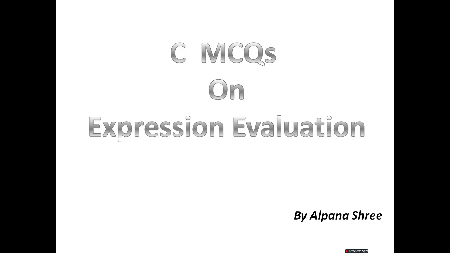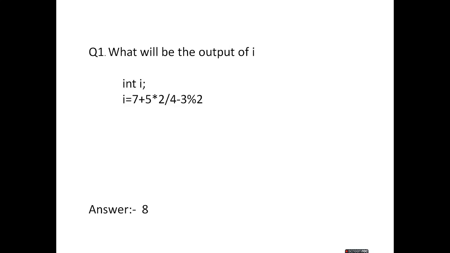So let's start with our first question. What will be the output of I? Here it is given int I. I is equal to 7 + 5 * 2 / 4 - 3 % 2.